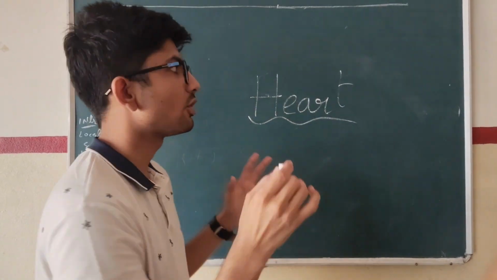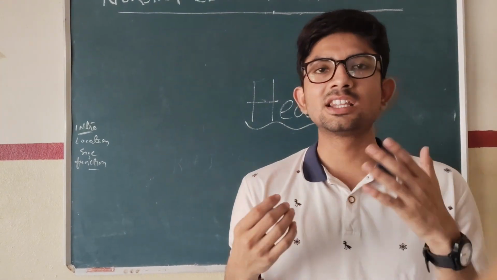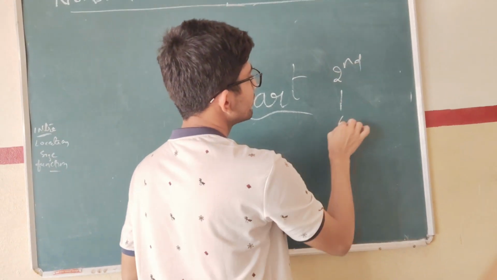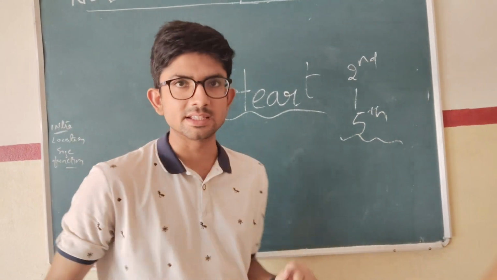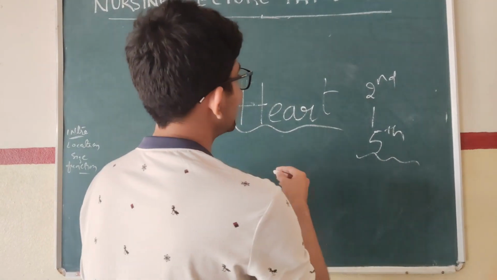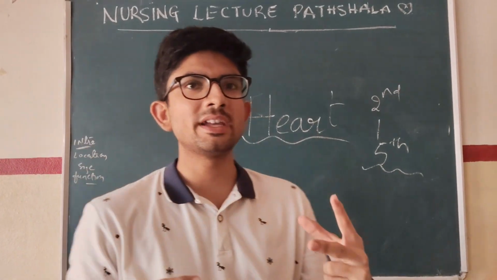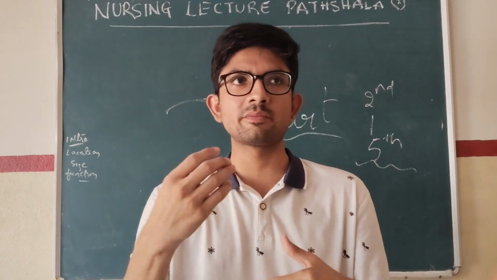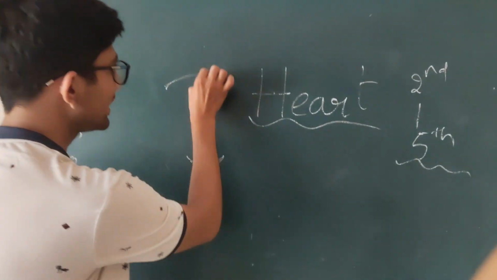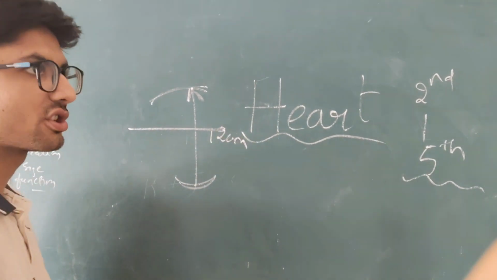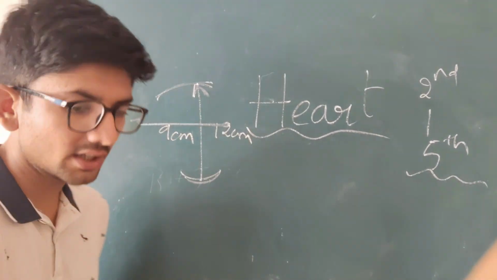So coming to the position or the location of the heart. The heart is located in the middle thoracic cavity at the middle mediastinum, and it is located from the second to fifth intercostal space. So this is the location and it is slightly oblique. Okay, and the base and the apex are the two main structures which give us the different measurements of the heart. The measurement from the apex to the base is nearly 12 centimeters, and the transverse measurement is nearly 9 centimeters.